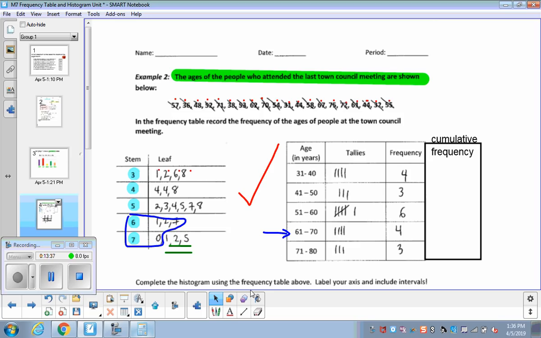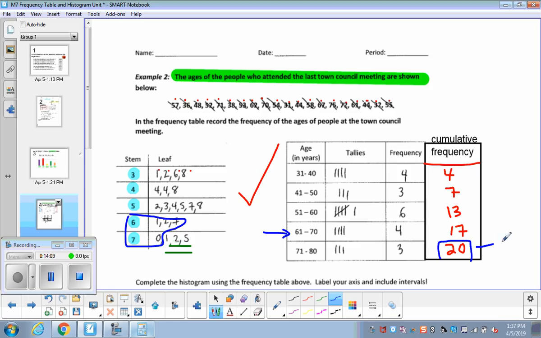The cumulative frequency just adds it up along the way. All right, cumulative frequency. So for example, in this category so far, only 4 ages or 4 people's ages have been considered. Now when we consider the next group of data, we've got this 4 plus 3, so 7 people have been tallied. Now 7 plus these 6, we've got 13 people's ages so far. 13 plus 4 is 17 people's ages so far. And 17 plus this last 3, that'll tell you the total number of people that you have in your data set right there.